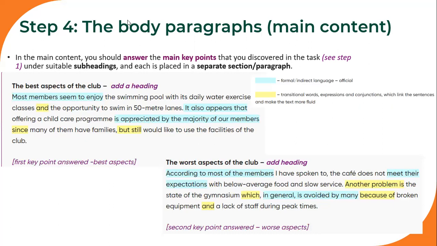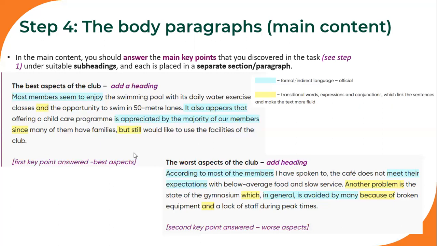In the main concept, you should answer the main key points that you discovered in the class. See step 1. Under suitable subheadings, and each is placed in a separate section paragraph. The best aspect of the club. Most members seem to join the swimming pool with its daily water exercise classes and the opportunity to swim in 50-meter lanes. It also appears that offering a child care program is appreciated by the majority of our members, since many of them have family, but still want to use the facilities of the club.